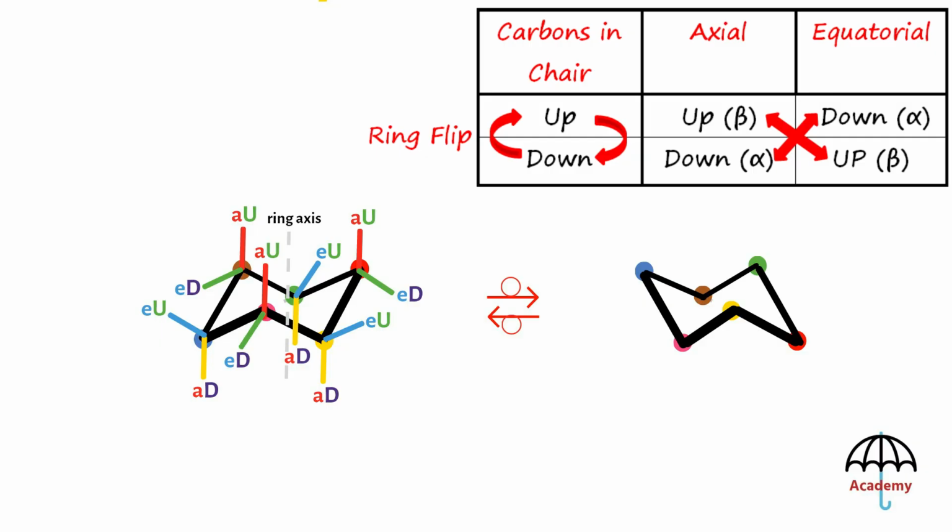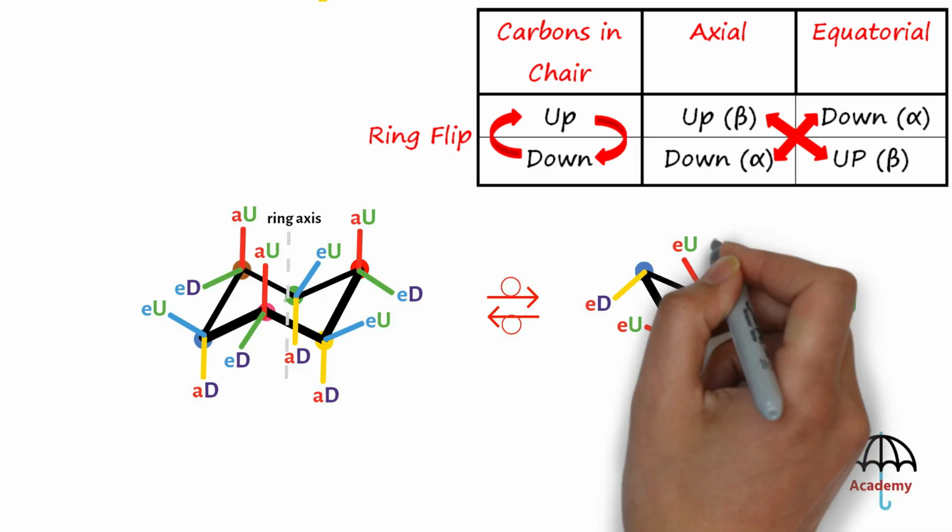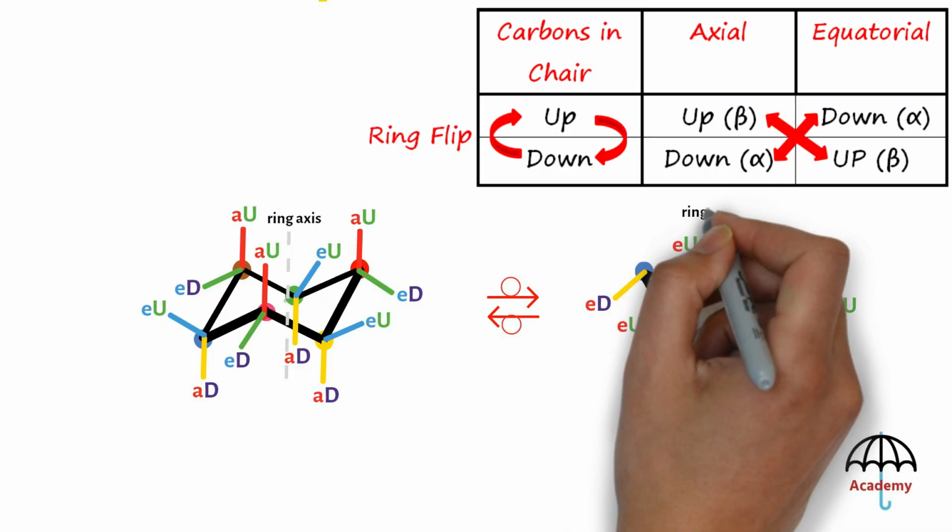Thus, the 3 red axial up bonds in the previous chair have now become equatorial, but still pointing up. These are marked as E, U, meaning equatorial up positions. Likewise, the 3 yellow axial down bonds in the previous chair are now equatorial but still pointing down. These are marked as E, D, meaning equatorial down positions. I can draw the ring axis for this flipped chair.